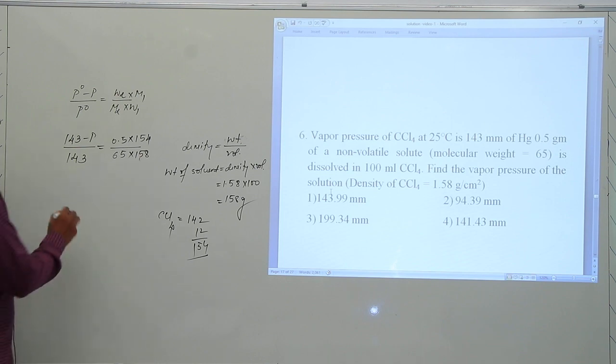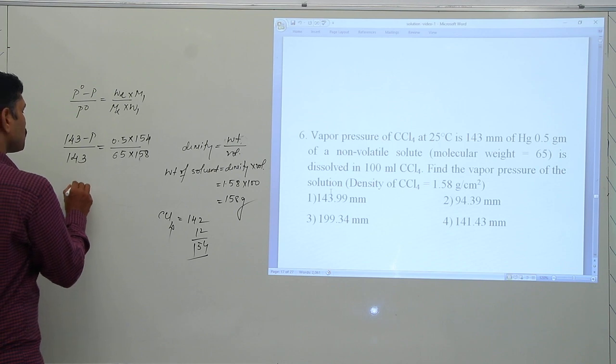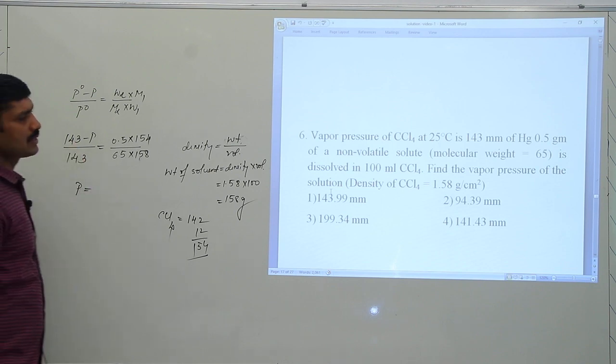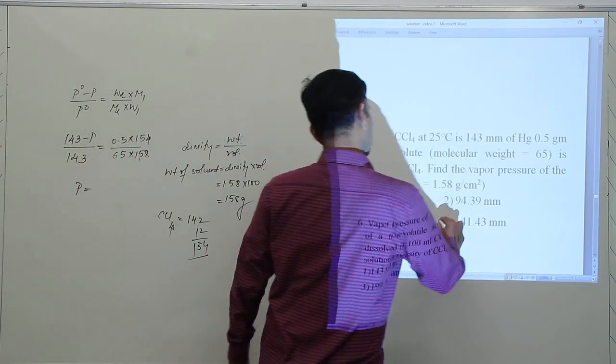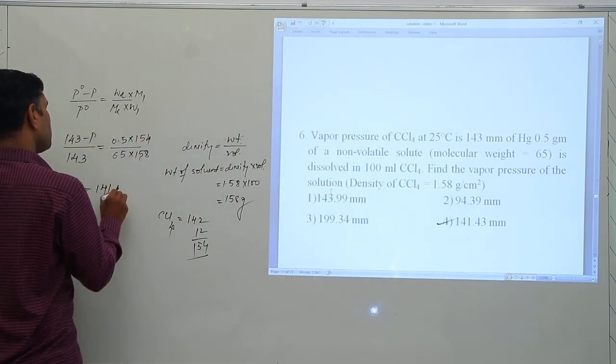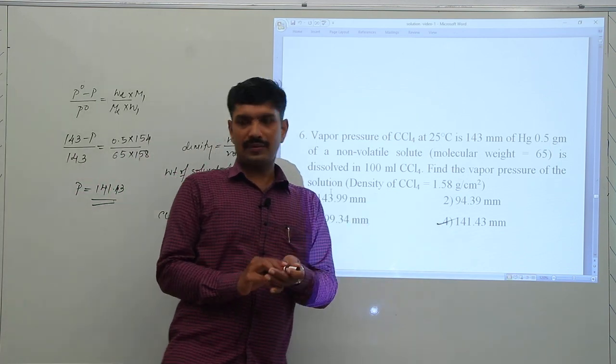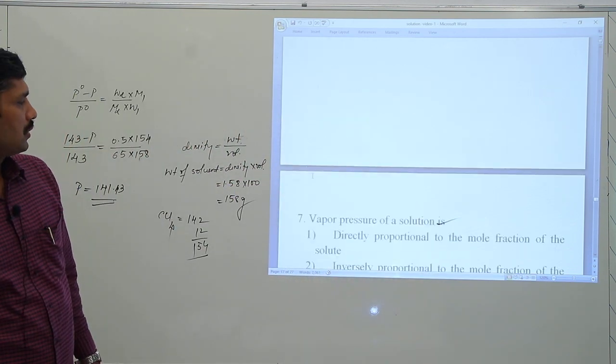Then you have to solve this one. Find the P value here. Okay, we find the vapor pressure of the solution. We simplify this one, and the final answer you get is 1.43. This is the option. The fourth one is correct here. Okay, so next question.